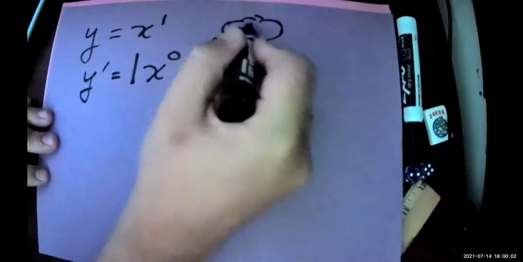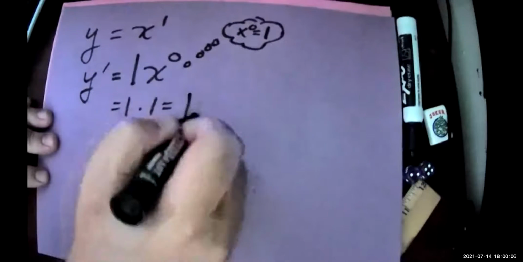Okay, trivia question. What is x to the 0 power? Anything to the 0 power forever and ever, amen, is always 1. So this has become 1 times 1, which is 1. So what is the derivative of x? The answer is 1. There you go. Likewise, what is the slope of the line y equals x? The answer is 1. Surprise.